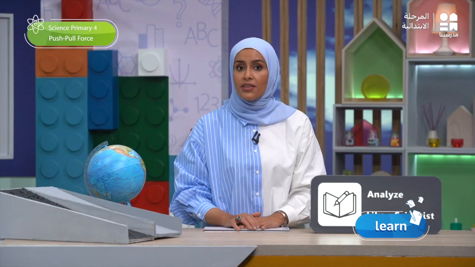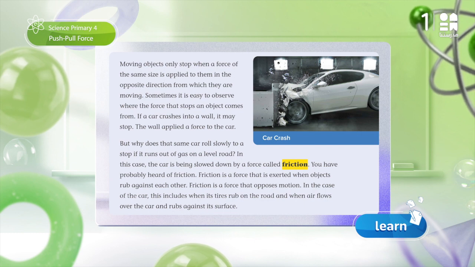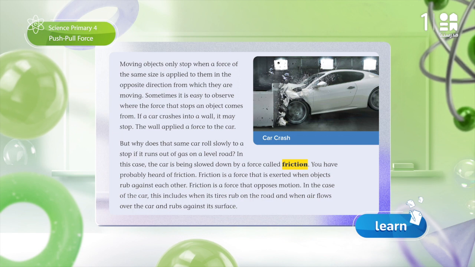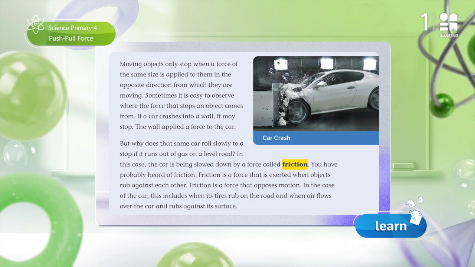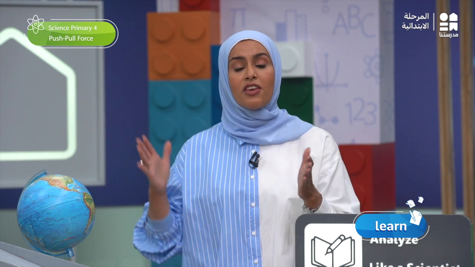Let's underline together another sentence that has the words moving objects and stop. This sentence is at the beginning of page 149. Moving objects only stop when a force of the same size is applied to them in the opposite direction from which they are moving. الموفينج objects هتقف لما يبقى فيه فورس مضادة للاتجاه جاية من اتجاه عكسهم ولازم تبقى الفورس دي equal ليهم عشان توقفهم.